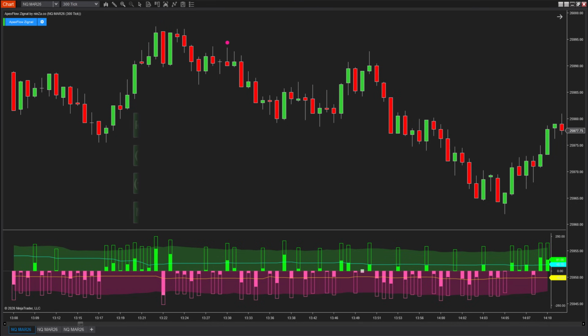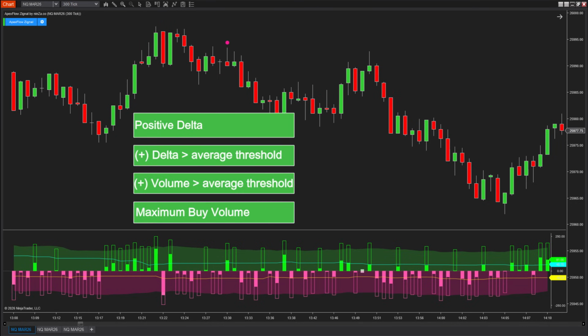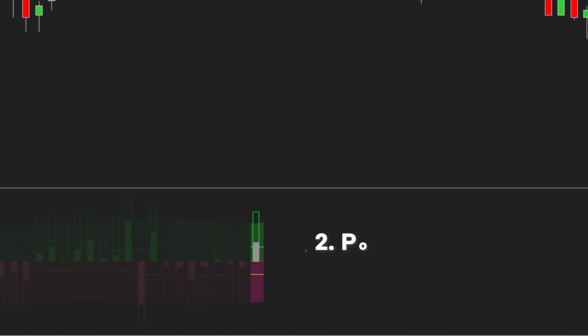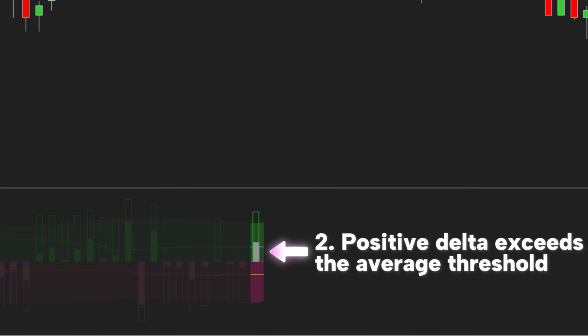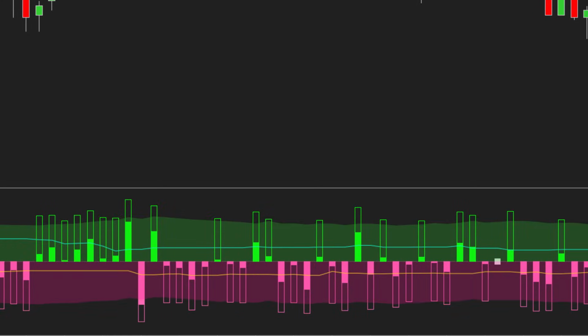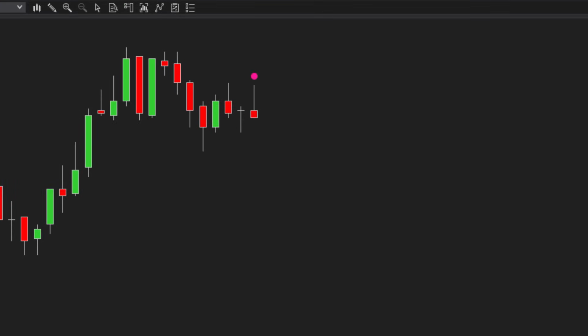Now, let's move straight to the conditions on the chart. First, the system needs to identify buy-side participation. And the first requirement for a buy absorption candle is a positive delta. Next, the positive delta of the buy absorption candle must exceed the average threshold, showing strong buying pressure at this candle. The third condition is that the buy volume must also exceed the average buy volume threshold. Finally, the candle must have the highest buy volume within a specific range.